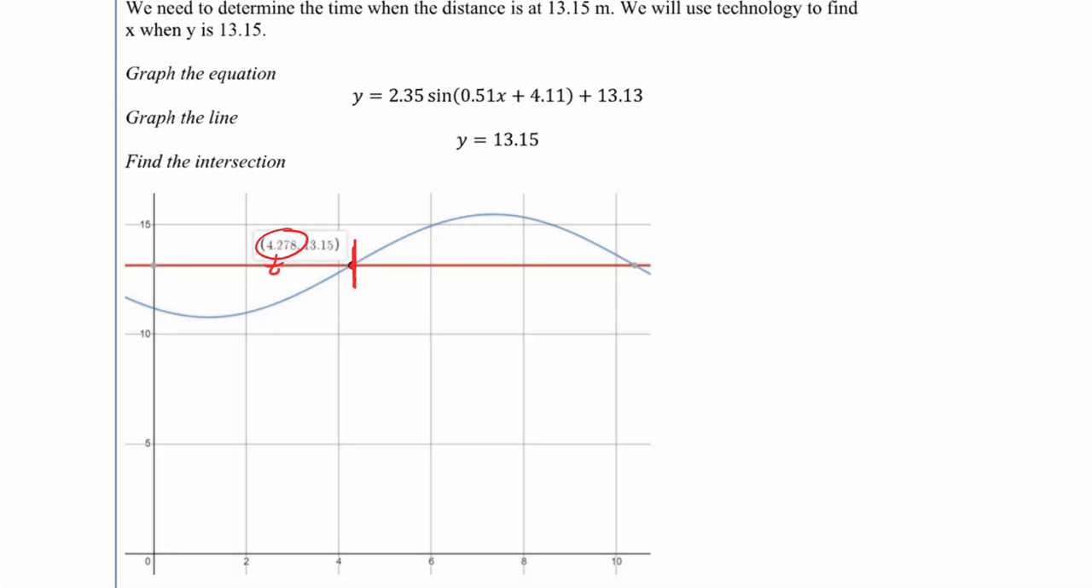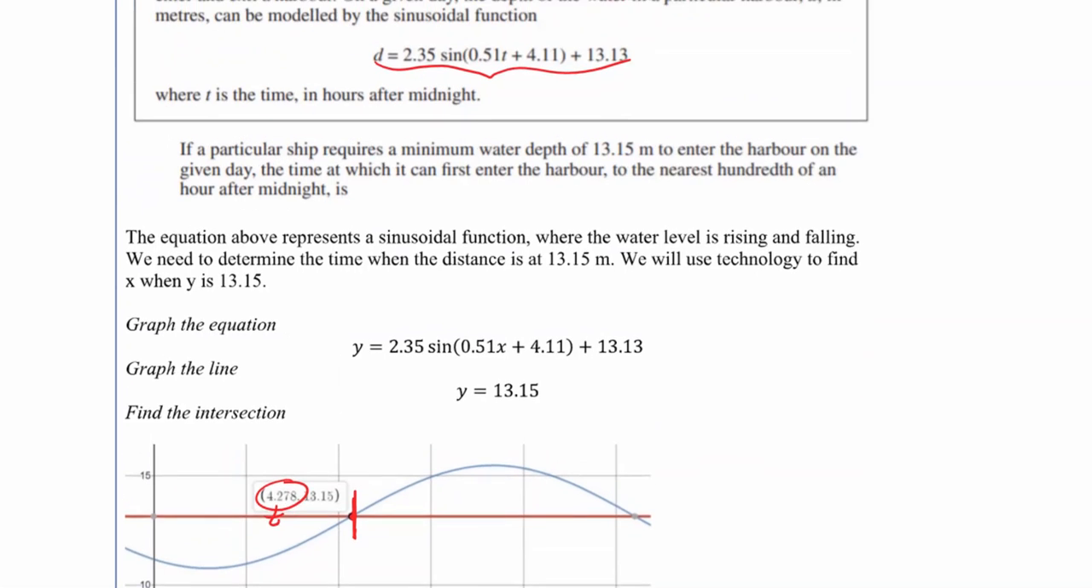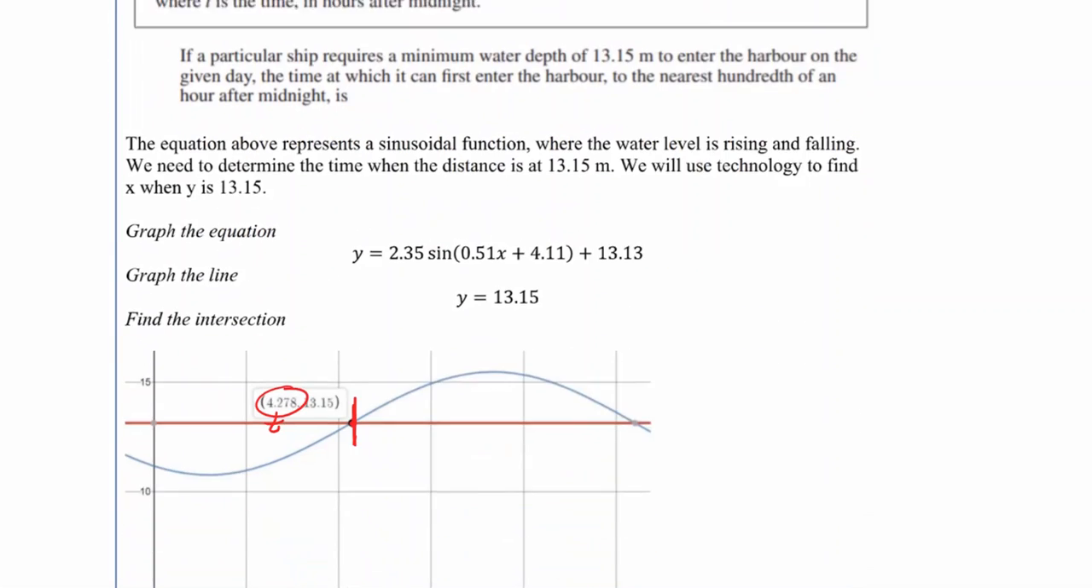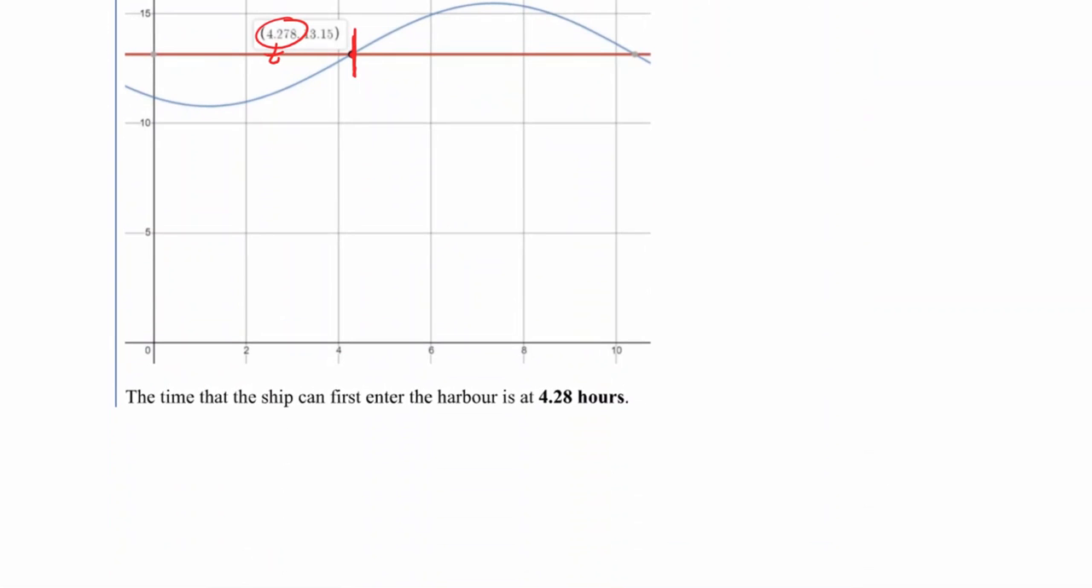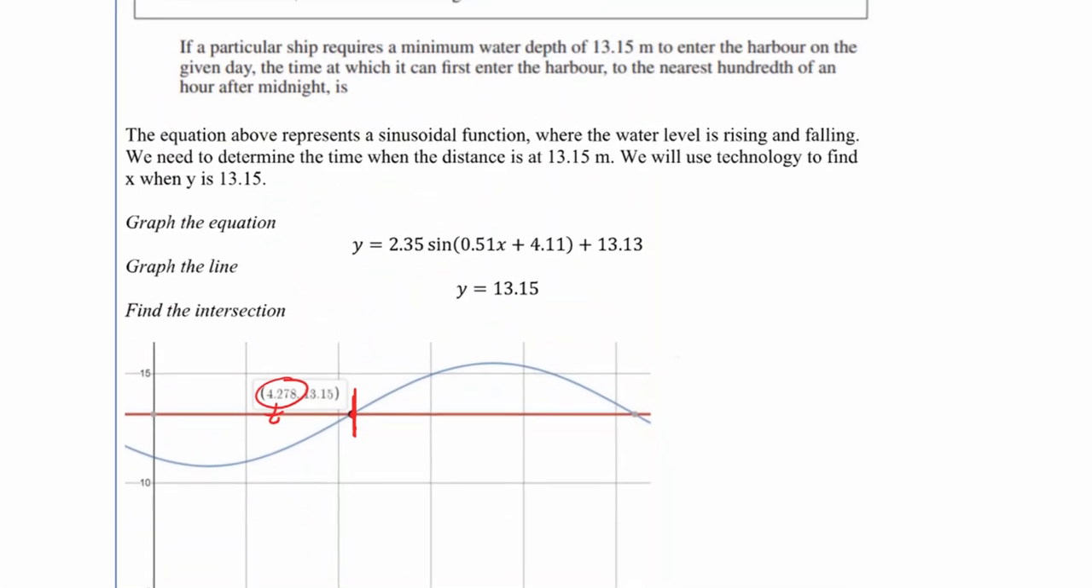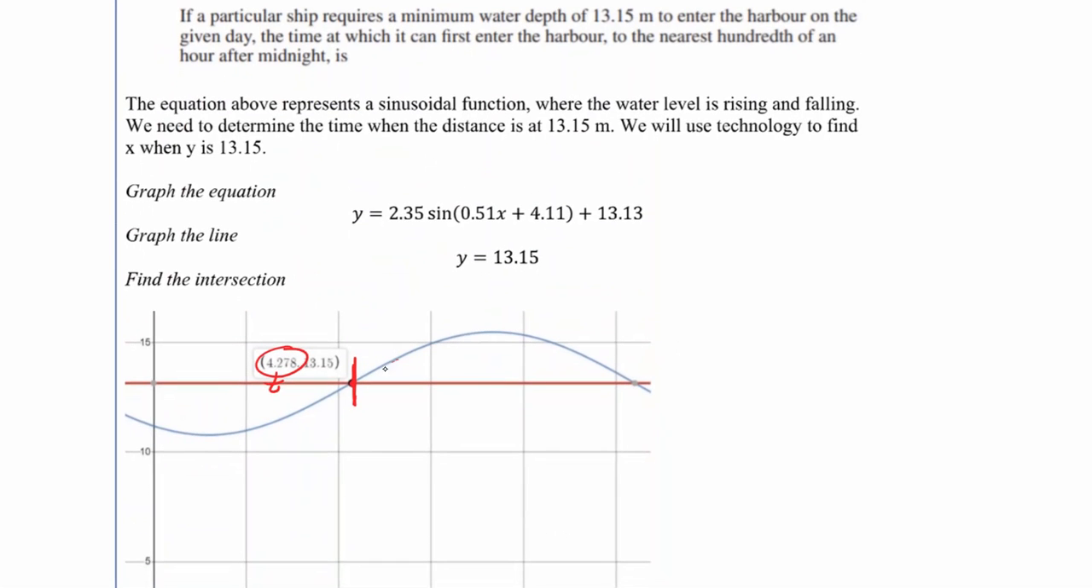So it has to wait until 4.278. And then what was our time measurement? Time in hours, right? So that's pretty accurate. You wouldn't really write it like that. It would just say maybe around 4.28 hours. And then it's fine. Once it's over here, it has enough depth. And if the question had been when it needs to make sure it left the harbor by, then you would find this point and say, okay, you have to make sure it's not in the harbor anymore at this point, or else it's going to be hitting ground.